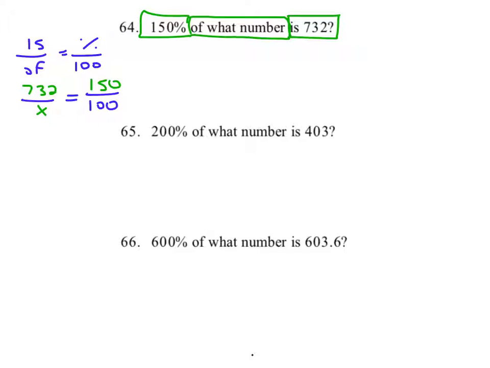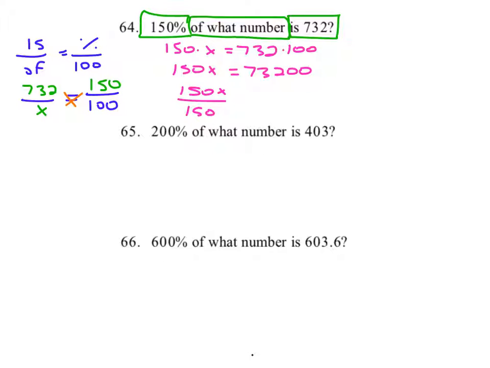And so, multiplying the diagonals, we get 150 times X equals 732 times 100, or 150X equals 73,200. Times 100 adds a couple of zeros on the end if there's no decimal places being shown. And then we need to divide both sides by 150.